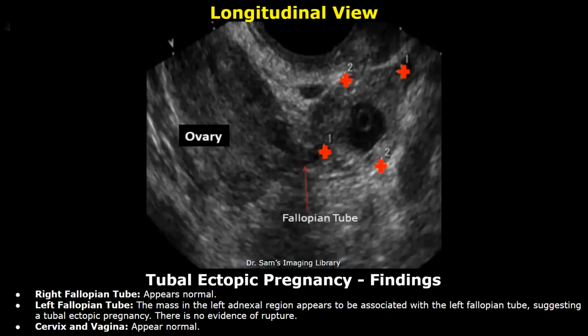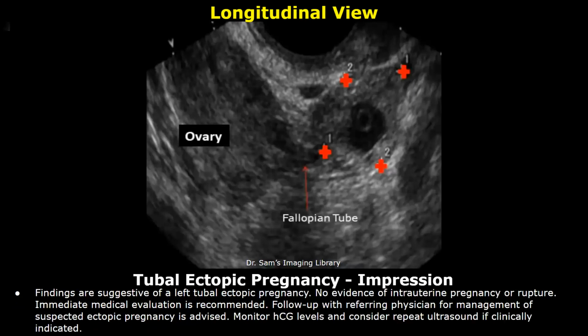Right fallopian tube appears normal. Left fallopian tube: the mass in the left adnexal region appears to be associated with the left fallopian tube, suggesting a tubal ectopic pregnancy. There is no evidence of rupture. Cervix and vagina appear normal. This is the impression. Findings are suggestive of a left tubal ectopic pregnancy.